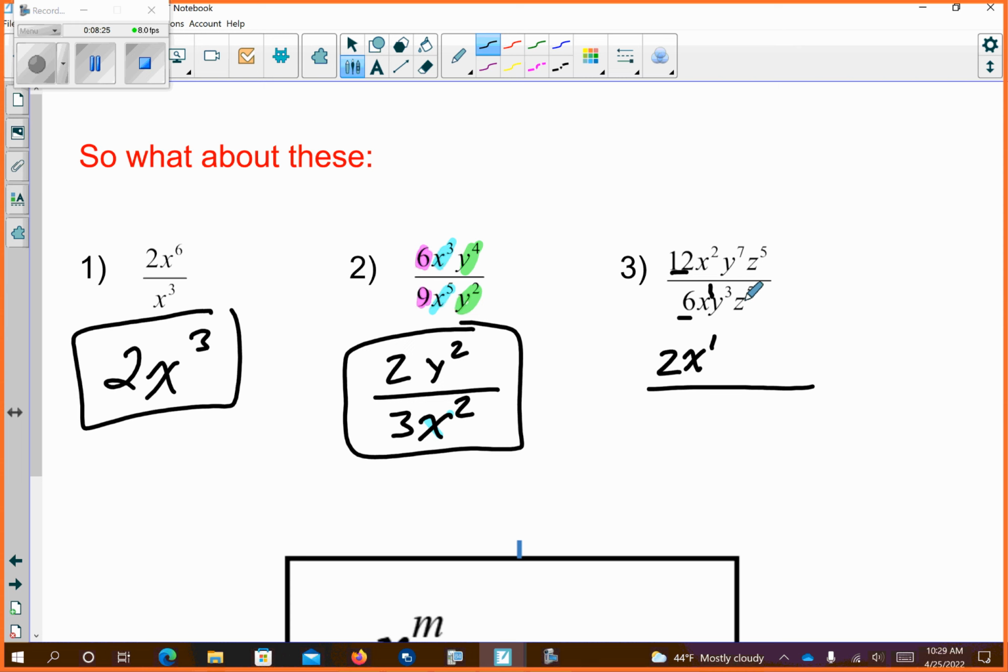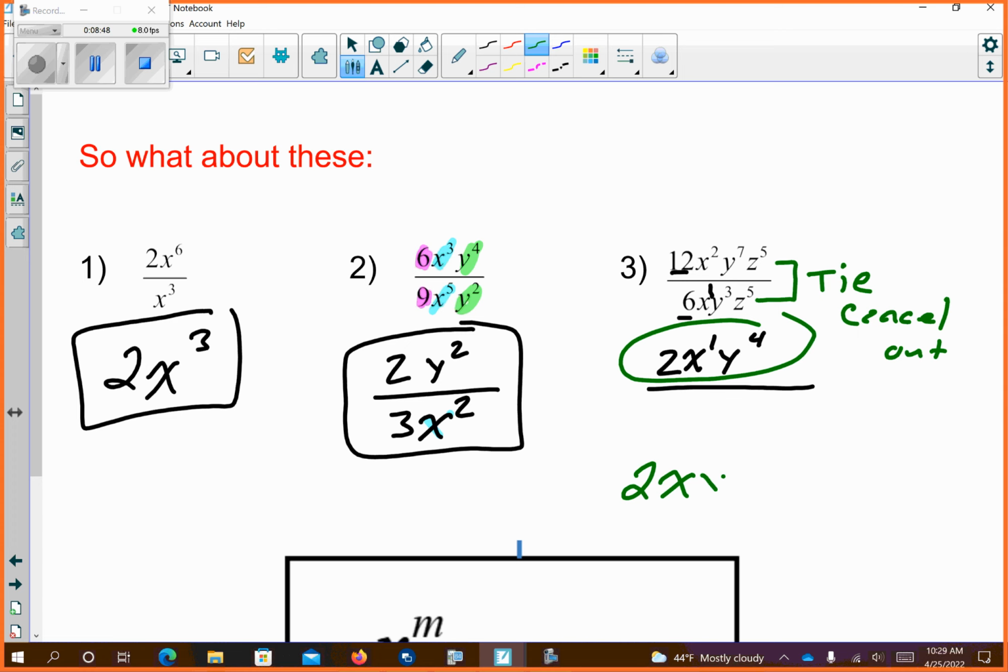Tug of war with the y's. Who wins, top or bottom? Top by how many? 4. Good. Tug of war with the z's. Who wins? This is a tie, so they cancel out. So here's my answer. I guess I could rewrite it to be this if I wanted to. I think both of these answers are 100% appropriate. We good so far?